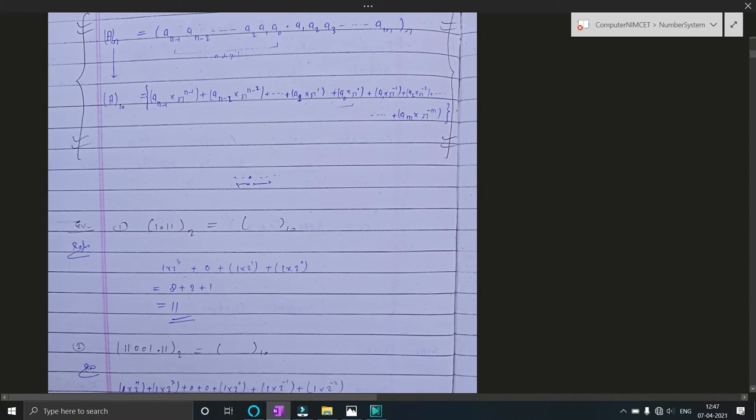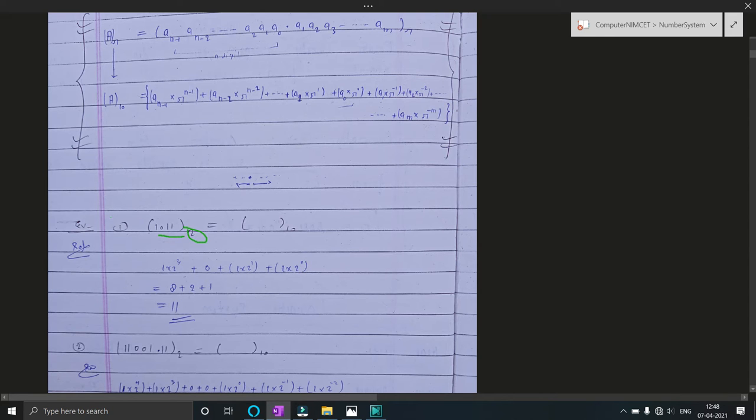This is the first question: 10110, and its base is 2. That means this number is in the binary number system, and we need to convert it to the decimal number system. How will it be converted? Start from the right hand. The first digit on the right is 1, so 1 into 2 power 0. We are converting binary to decimal, and the base of binary is 2, so we start with 2 power 0.